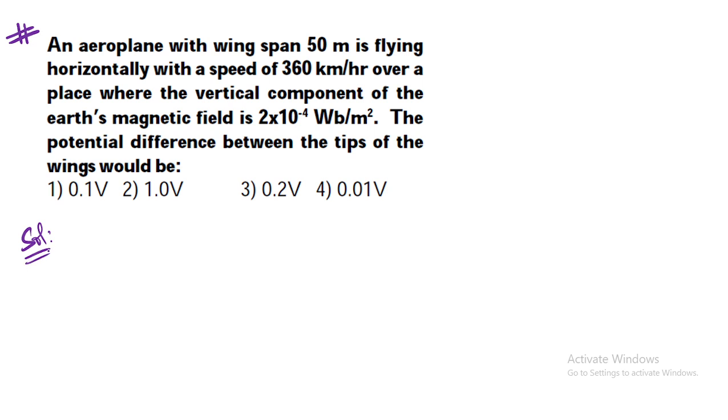An aeroplane with a wingspan of 50 meter is flying horizontally with a speed of 360 kilometers per hour over a place where the vertical component of the Earth's magnetic field is given. You should be very careful. Right, right?